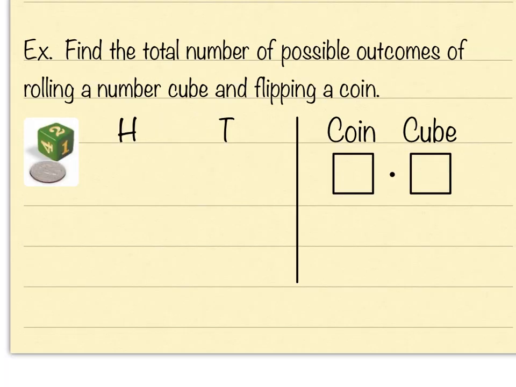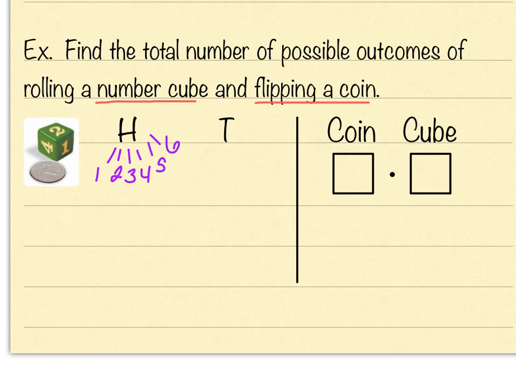So it says find the total number of possible outcomes of rolling a number cube, which is just a 6-sided die, and flipping a coin. And you can see there's 2 different events. So I'm going to be multiplying 2 numbers together. Now, I could find the sample space, right? I could say, well, I could flip heads on the coin and then roll a 1, a 2, a 3, a 4, a 5, and a 6.